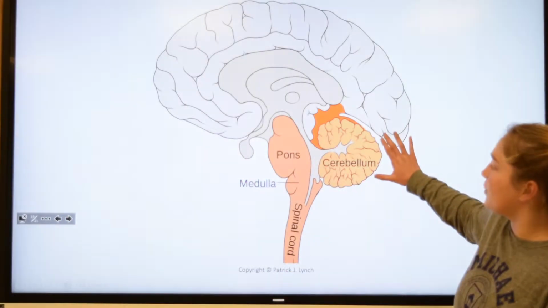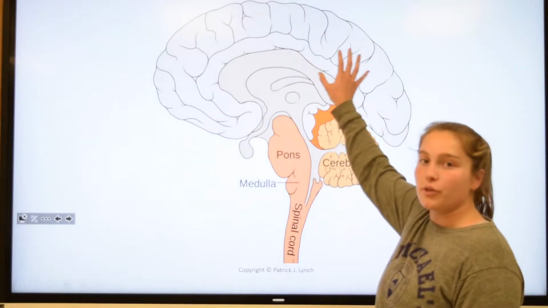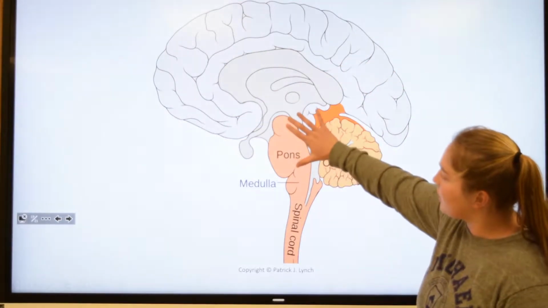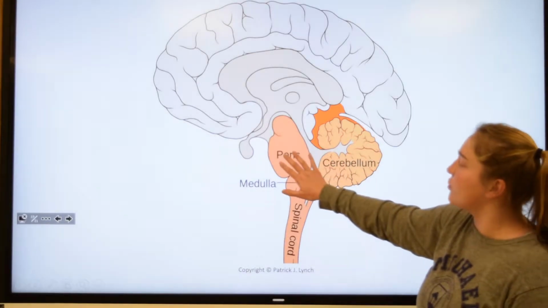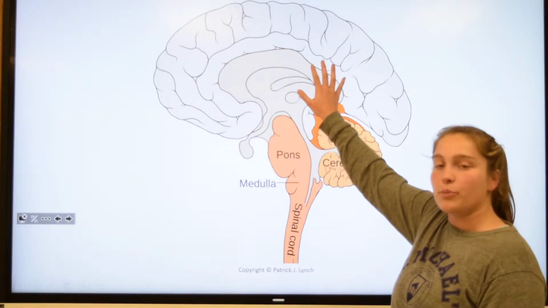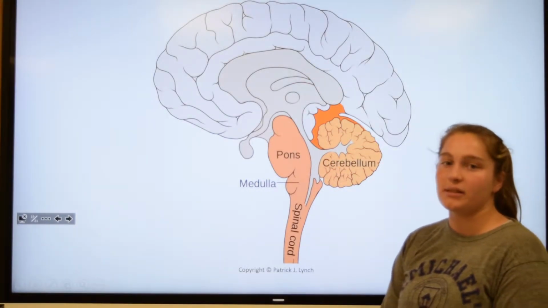So here we have the cerebellum. Cerebellum means little brain, so you can see it looks like a miniature version of the cerebral cortex. And right here we have the pons, and the medulla is right below. So the cerebellum projects to the pons, and then into the cerebral cortex and back, and the medulla is responsible for our autonomic system.